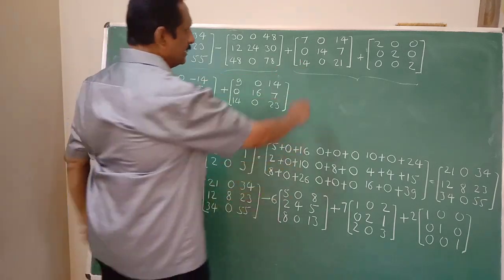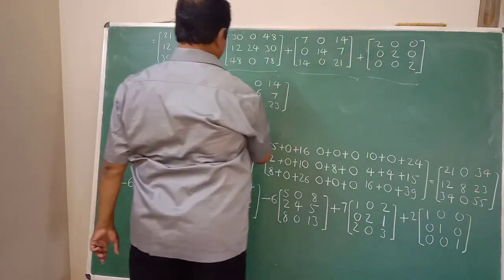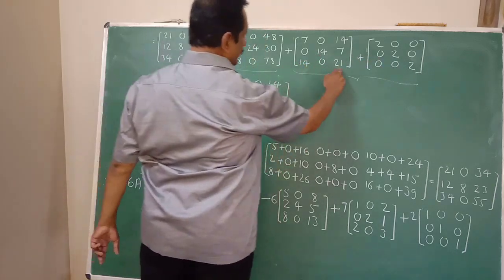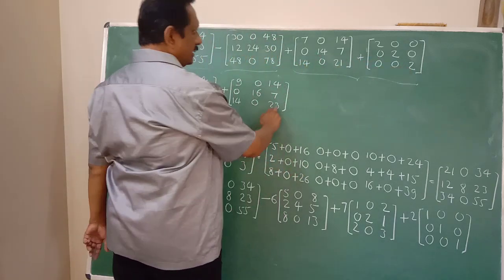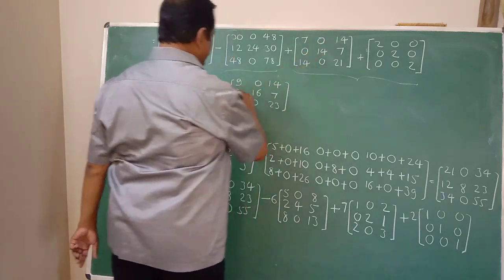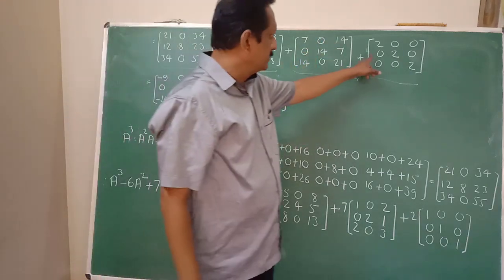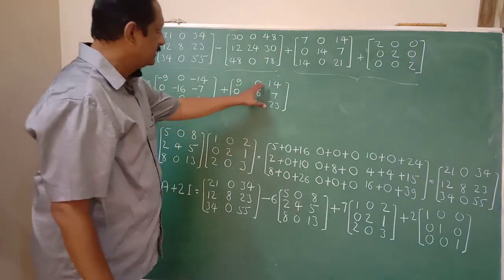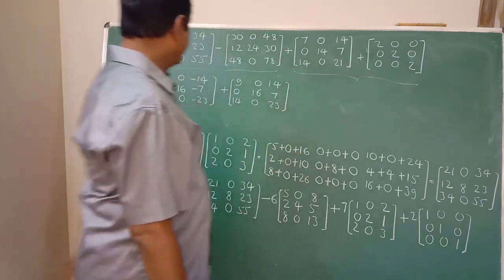Similarly, adding here 7 plus 2 becomes 9 here. 14 plus 2 is 16. 21 plus 2 becomes 23, and remaining these 3 and these 3 terms keep as they are, because these terms are 0, these 3 terms are not 0. Therefore, these 3 terms and these terms are same here, keep as it is.